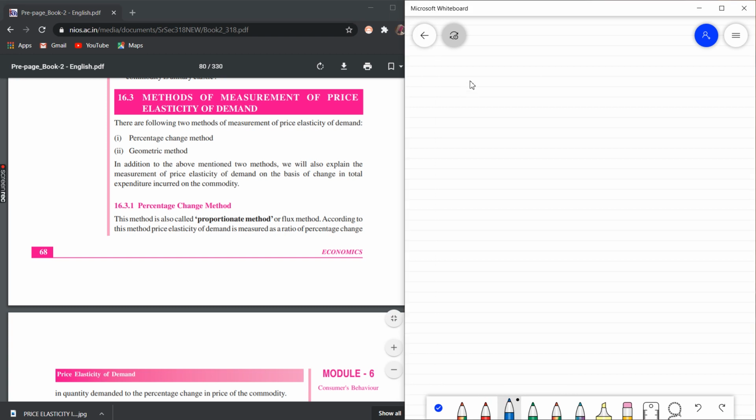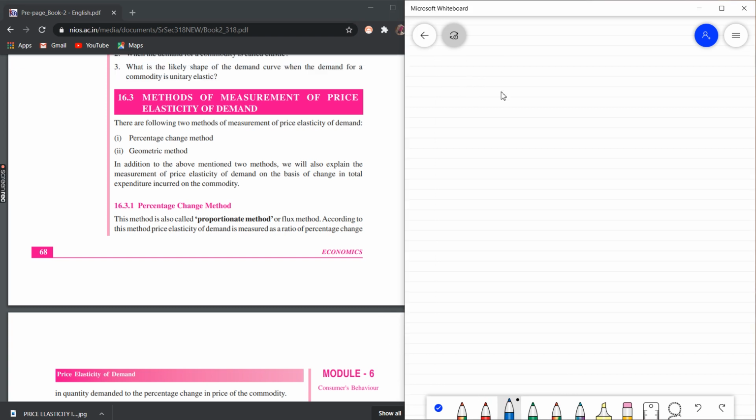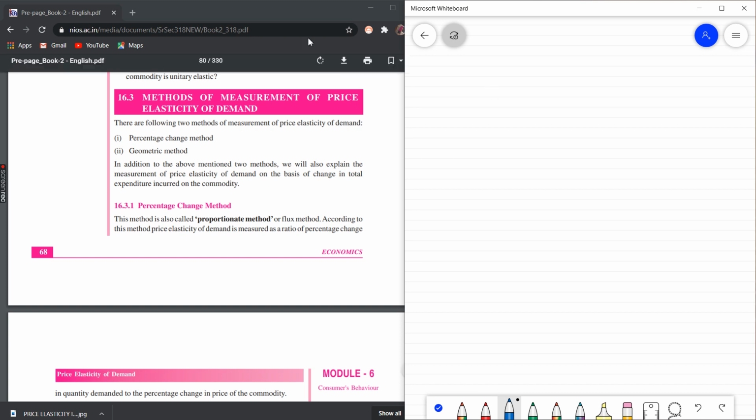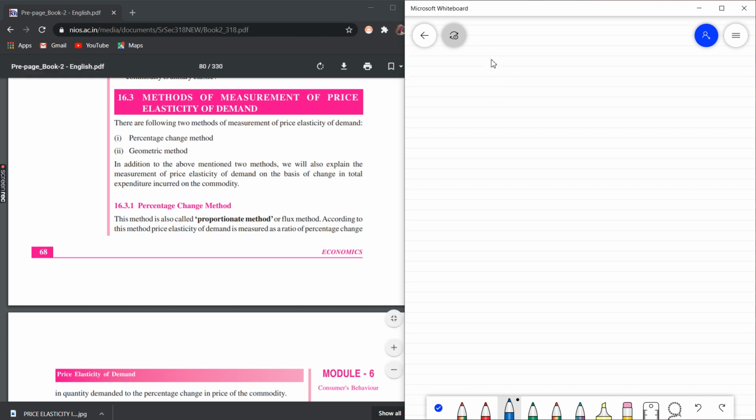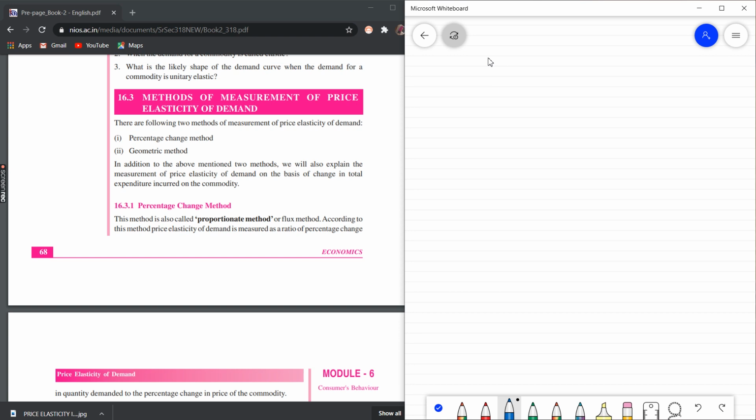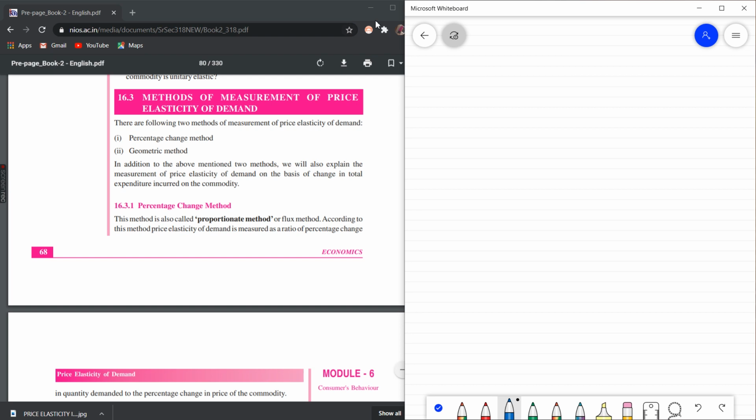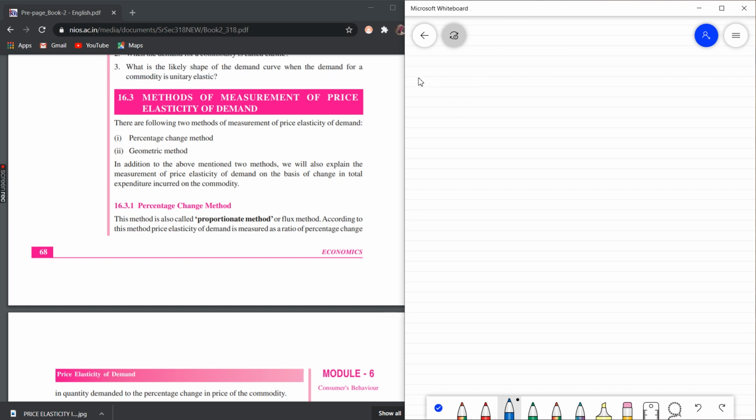Now, so far we have learned about the different types of price elasticity of demand. Moving on to the topic, methods of measurement of price elasticity of demand. What do you think measurement of price elasticity of demand would be? As of now, we have learned how theoretically the matter is concerned. Now we are going to implement them in the practical concept.